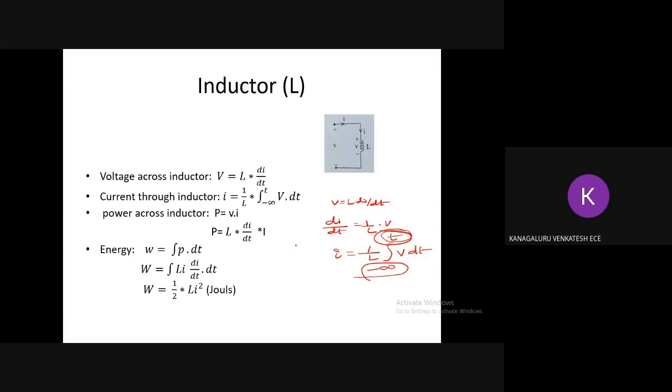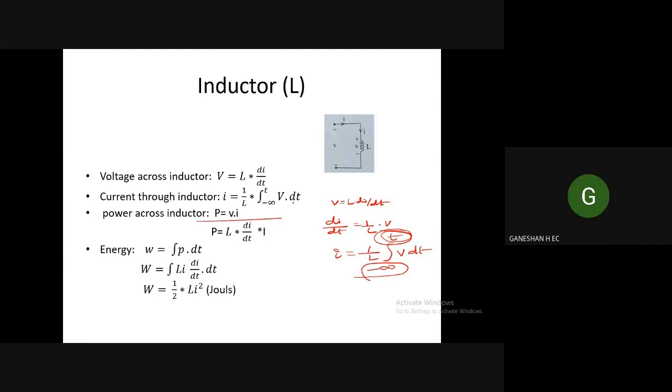So the current through the inductor is nothing but 1 by L integral from minus infinity to t of V dt. And power, obviously, we know is nothing but voltage multiplied by current. So I just multiplied V into I, where V is L into di by dt.